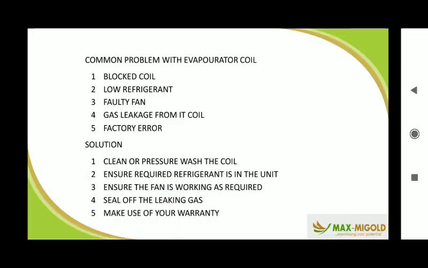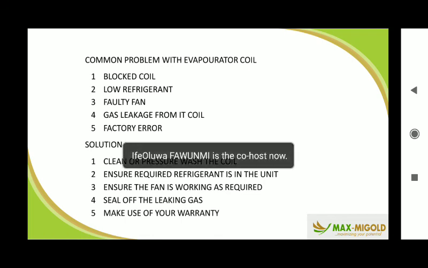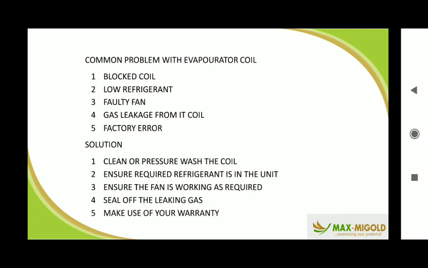Then what are the common problems with the evaporator coil? They have block coil, just like the condenser too. Then you have low refrigerant, you have faulty fan, gas leakage from its coil, then factory error. Possible solution: clean or pressure wash the coil, ensure required refrigerant is in the unit, ensure the fan is working as required, seal off the leaking gas, then make use of your warranty. Once you notice that your evaporator is giving you problem, you employ your warranty so long as it's within the period of the warranty.